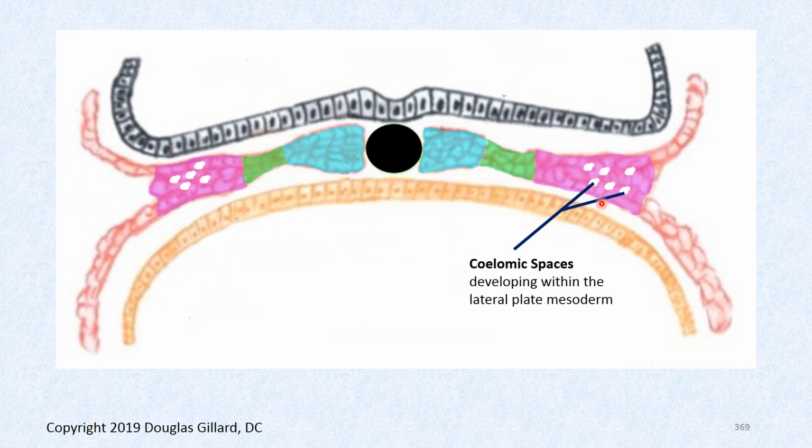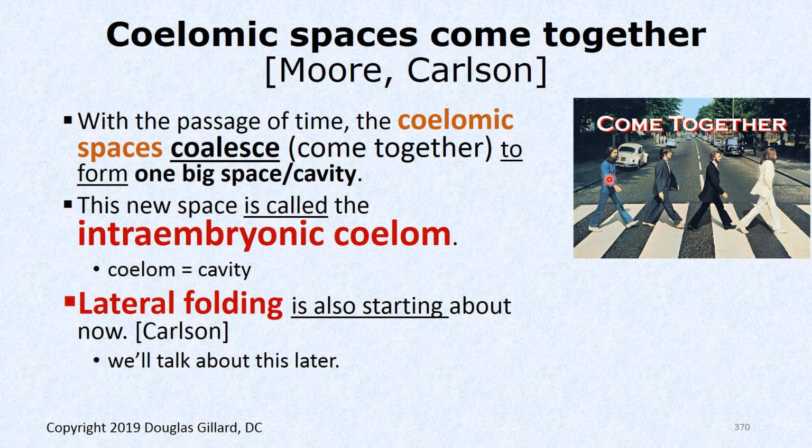So here's a little cartoon, that same one we've been using. Here's lateral plate mesoderm. Here's the medial portion of lateral plate mesoderm. That's where the anterior and posterior part of it can be differentiated. Nothing happens here, but out here, this lateral half, you get these little caves or these little cysts developing. Those are called coelomic spaces. And guess what's going to happen? They're going to coalesce together. They're going to come together and form one big cavity.